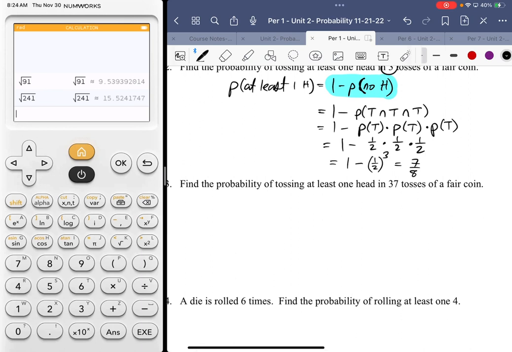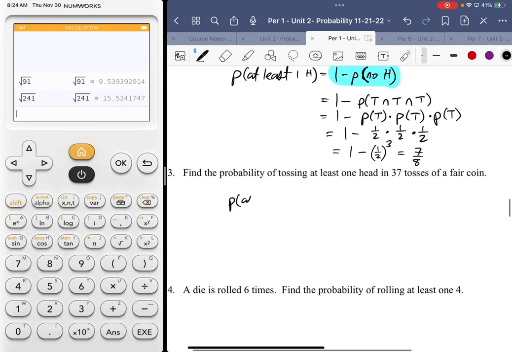All right, so for the last one, related to a coin: the probability of at least one head is equal to 1 minus the probability of no heads. That's 1 minus the probability of tails, tails, tails, 1 half, 1 half, 1 half, 37 times, of course. Or I could just cut to the chase here. The only thing that differed from the first example to the second one was the power. So it's really 1 minus 1 half raised to the 37th power.